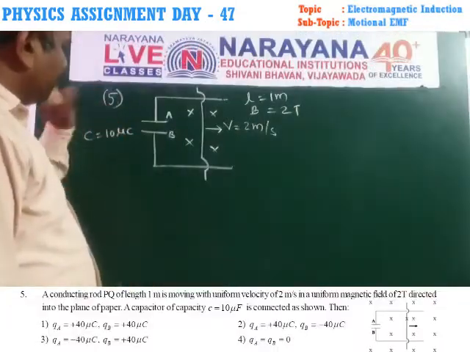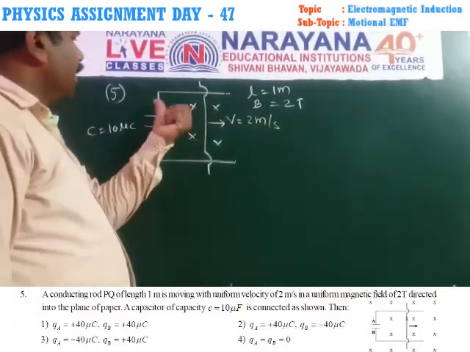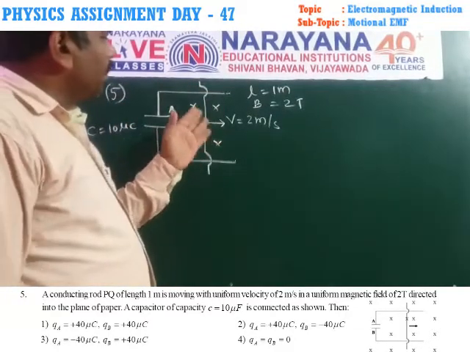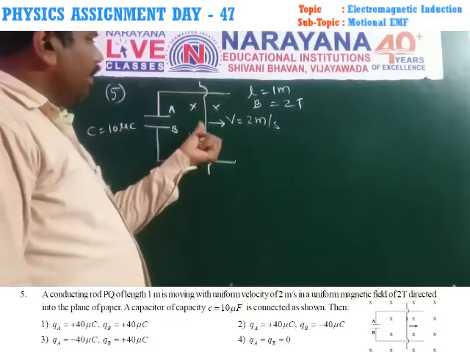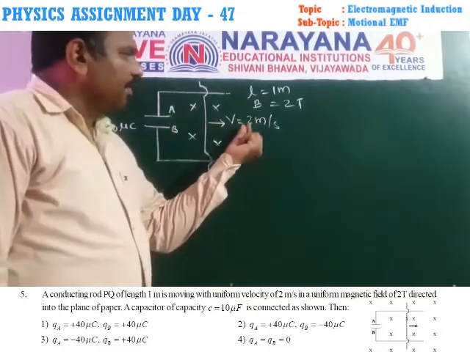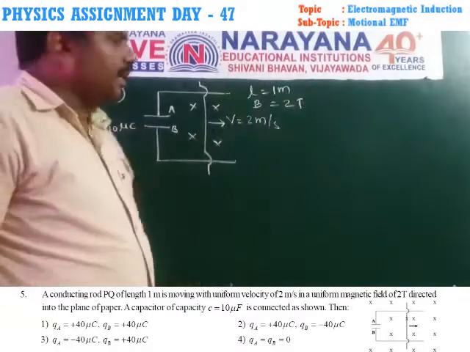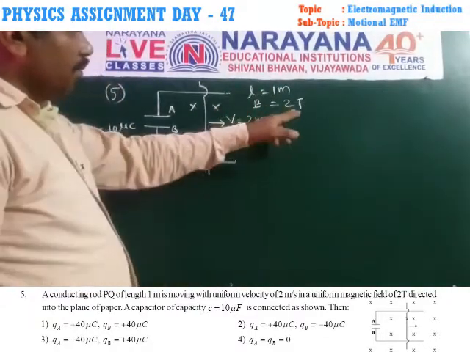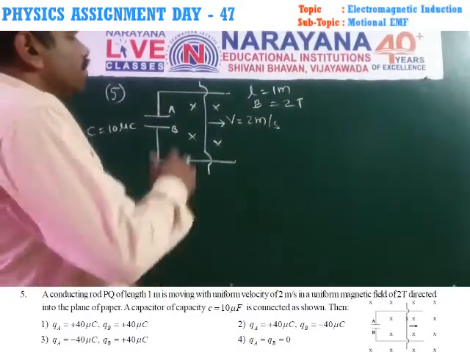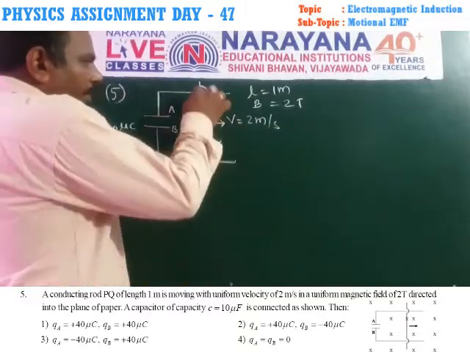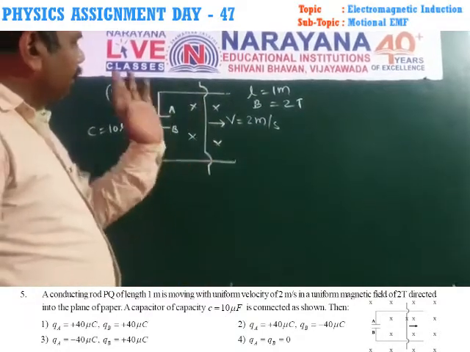In this diagram, in the fifth sum, the capacitor plates A and B are connected like that. A wire is moving with a constant speed of 2 meters per second. The length of the wire is 1 meter, and 2 Tesla is the magnetic field. So according to Fleming's right hand rule, it produces an induced EMF.